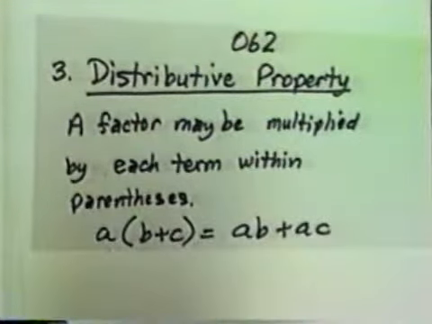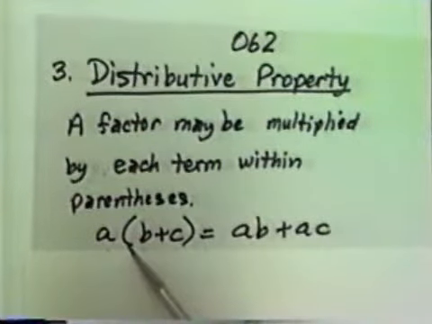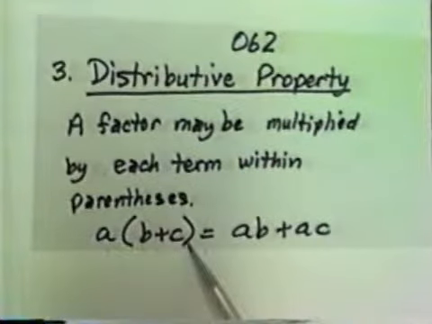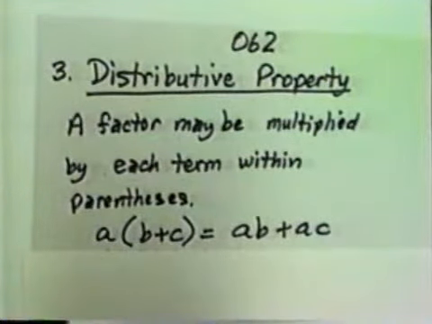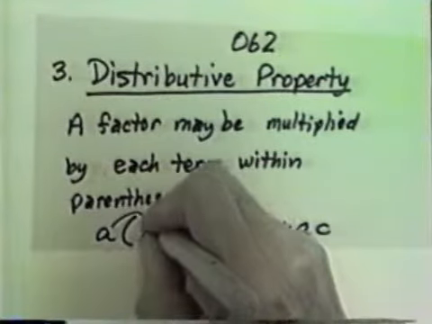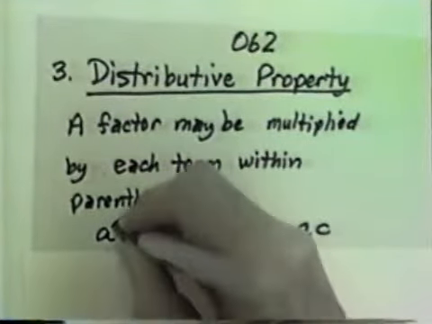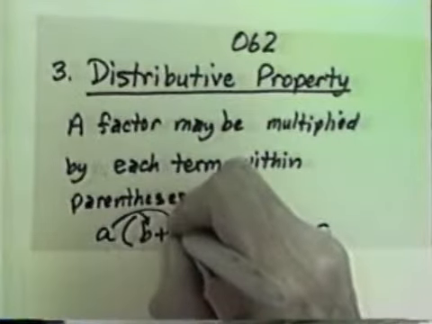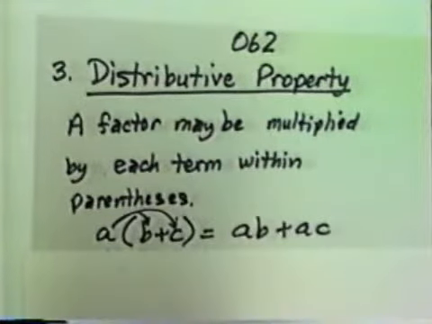Symbolically, we write the distributive property as A times the parentheses expression B plus C. The factor A may be multiplied by each term within the parentheses. That is, we can multiply A times B, and then multiply A times C, and get AB plus AC.